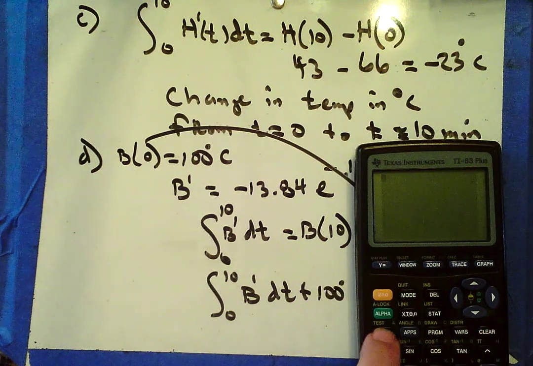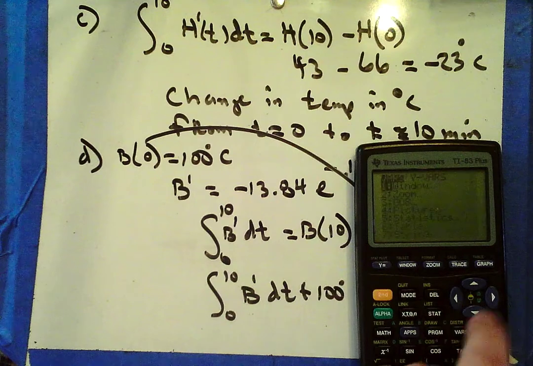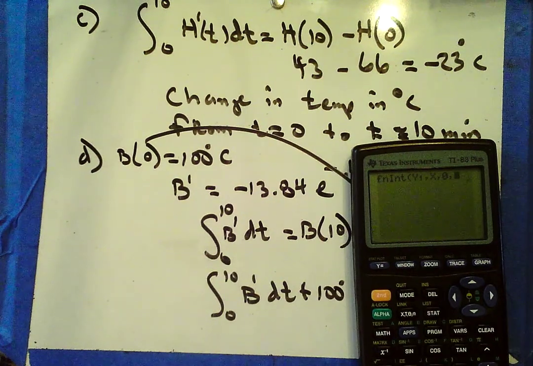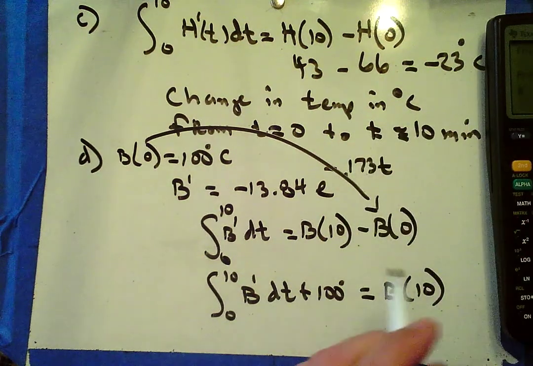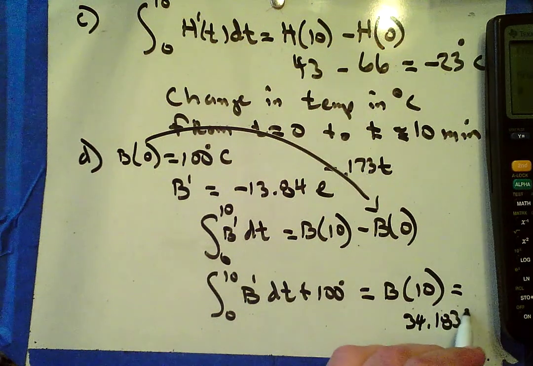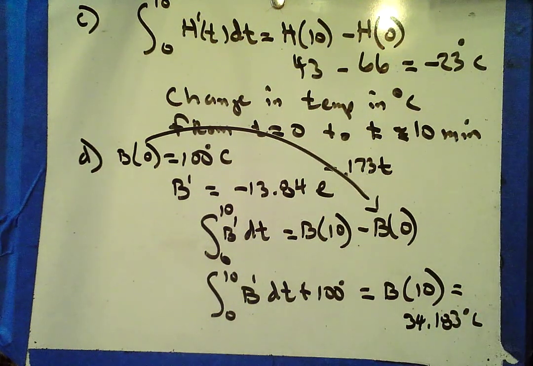I go back to my main screen and I do fnInt of y1 comma x comma 0 comma 10. There's the change in temperature of the biscuits. We add 100 degrees to that. And so at time equal to 10, the biscuits are going to be 34.183 degrees Celsius. It says how much cooler are the biscuits than the tea.